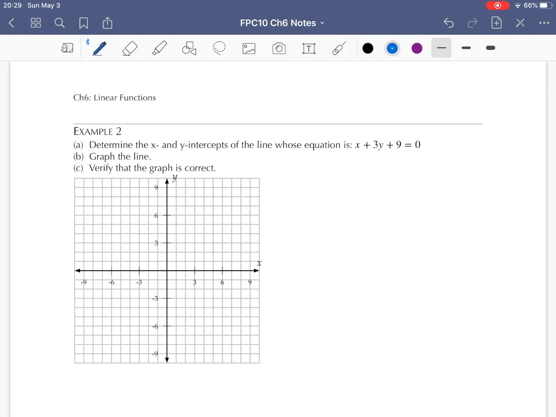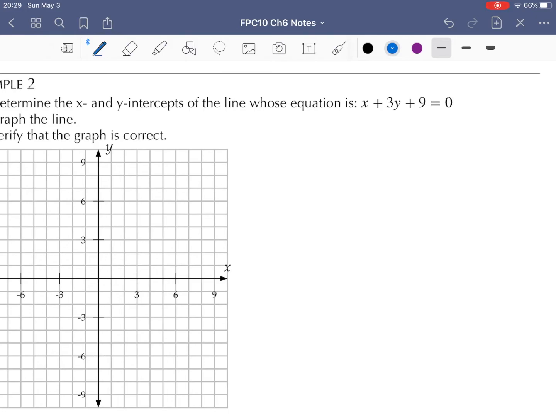Determine the x and y intercepts of the line whose equation is x plus 3y plus 9 equals 0. So we're going to determine the x and the y intercepts. Graph the line and verify that the graph is correct. All right, so let's take a look. What form is this in? This is in the general form.